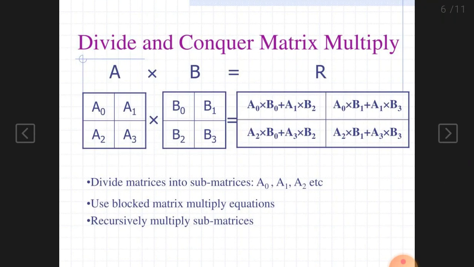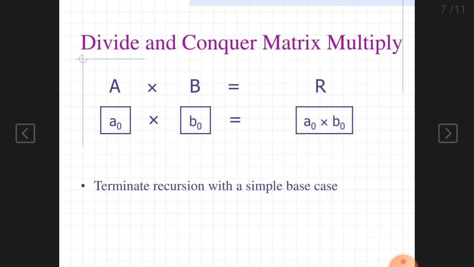So whenever we are multiplying matrices, here a0, b0, a1, b1 are all matrices. If it is a 4 cross 4 matrix, then a0 would be a 2 cross 2 matrix. So use this block matrix multiply equation and recursively multiply the submatrices. This is the divide and conquer strategy. So A cross B is equal to R, and a0 b0 is equal to a0 into b0, and terminate the recursion with a simple base case.